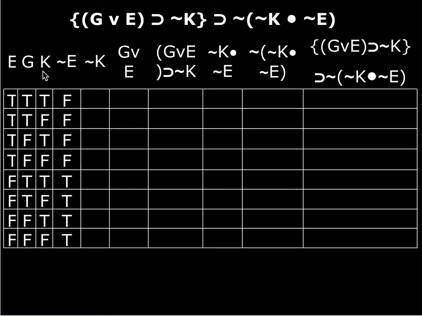And not K is just going to be the opposite of K. So instead of true, false, it's just going to be false, true, false, true. Okay, those are easy. This column is also going to be pretty easy.